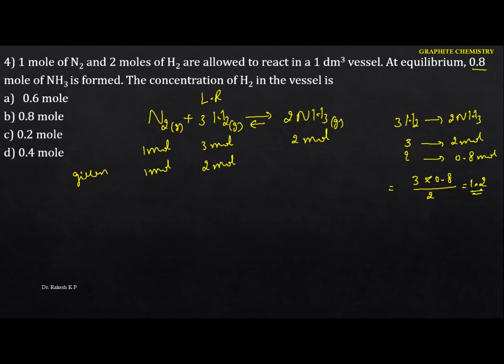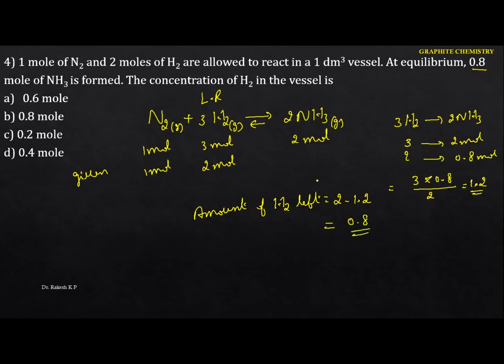Hydrogen reacted is only the 1.2. So now what you have to identify? That means the amount of hydrogen left. Reacted is that 1.2. Availability is 2. In that one, the 1.2 moles of the hydrogen is consumed. The remaining is 0.8.